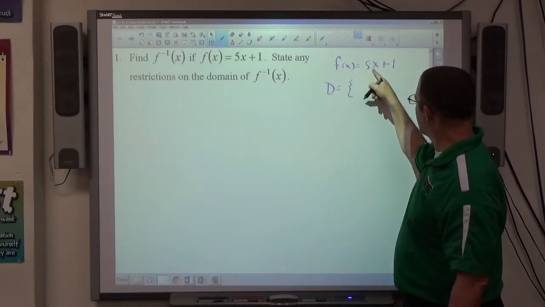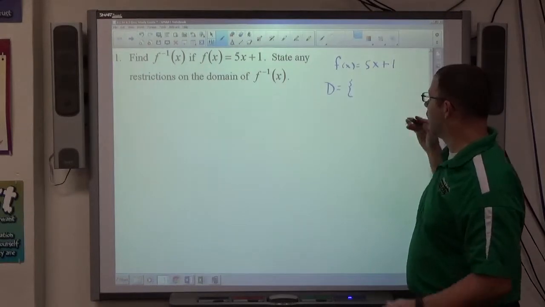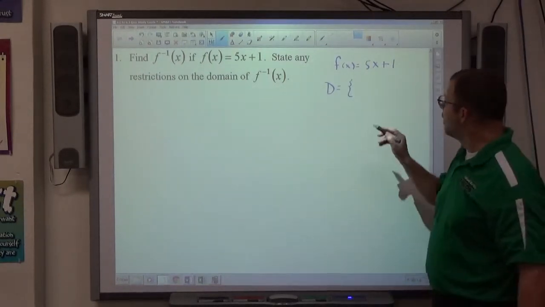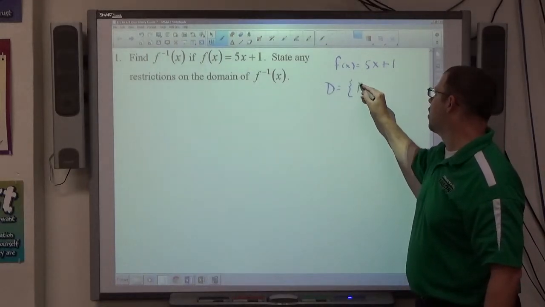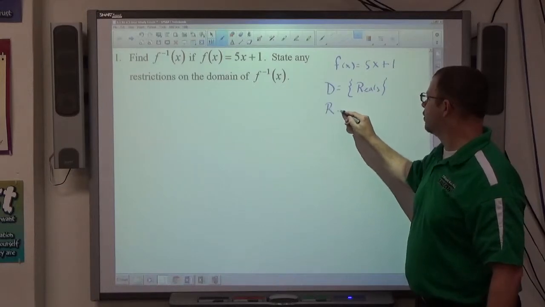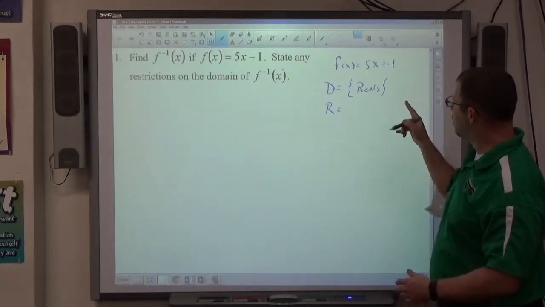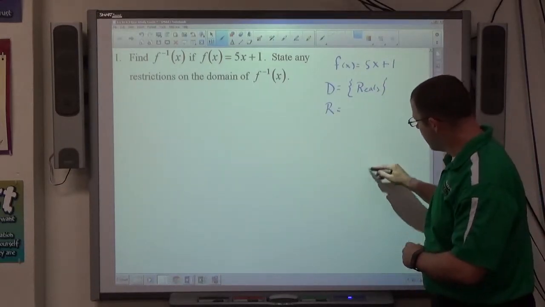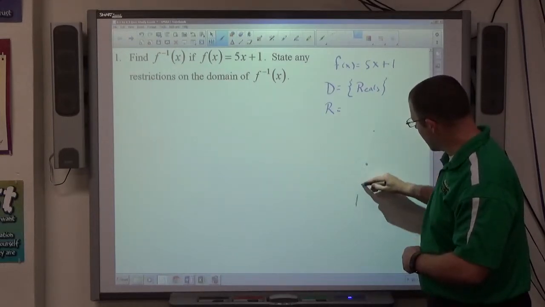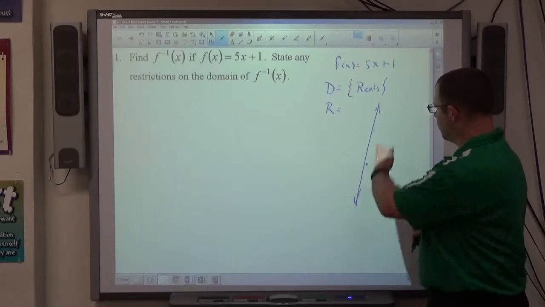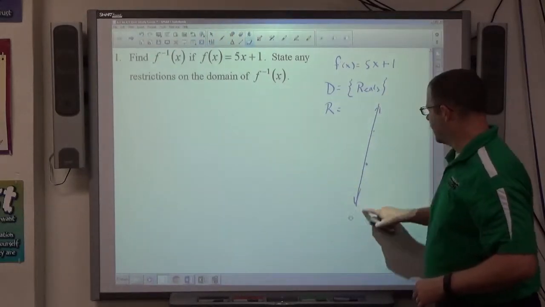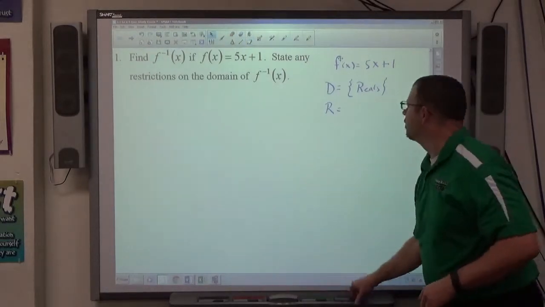We can see that we're multiplying x times 5, we're adding 1, there's no restrictions whatsoever on a multiplication or addition function. So the domain is the set of all real numbers. And as far as the range is concerned, if I was to graph this, it has a slope of 5 and a y-intercept of 1. So it's going to be just some line that goes as far up and as far down as you can assume. So the range is also the set of all real numbers.